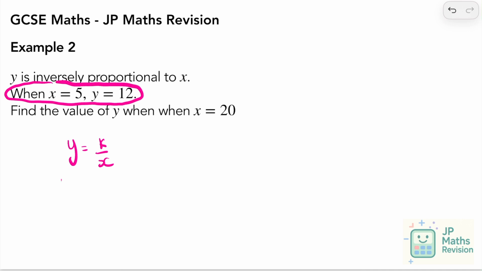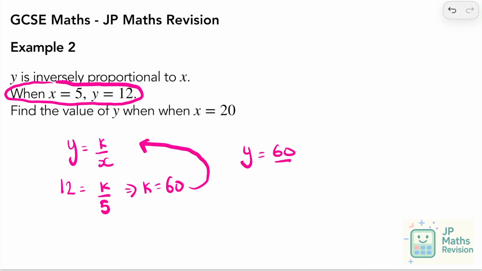So if I plug in y equals 12, I have 12 equals k over 5. So now to work out what k is, I'm simply going to times 12 by 5, so k is equal to 60. So now we can see that the relationship between x and y is y equals 60 over x.